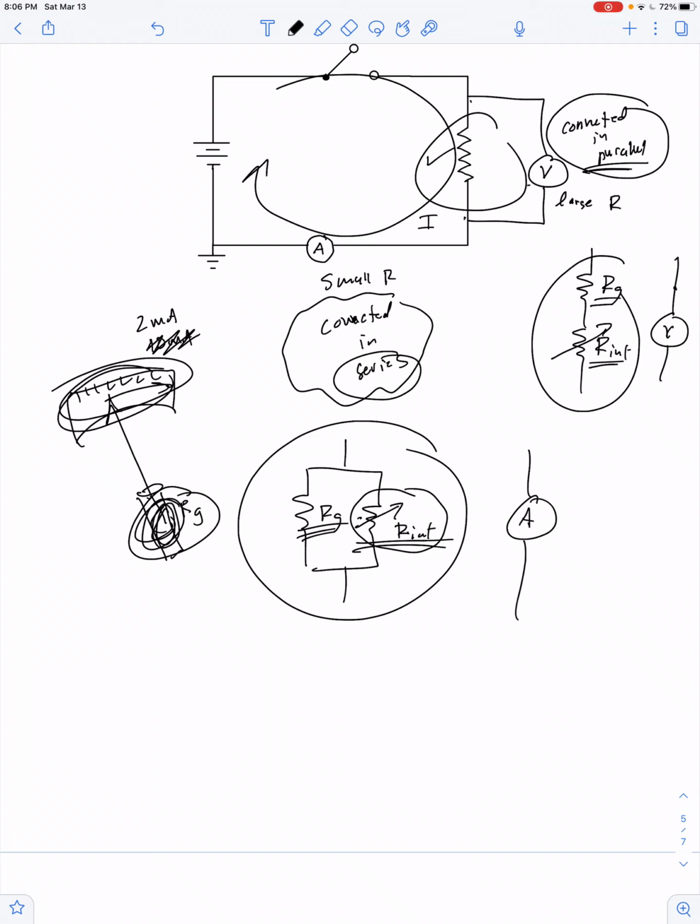Okay, in the next lesson I'll show you how the Wheatstone bridge gets around the inherent errors in the measurements provided by ammeters and voltmeters.